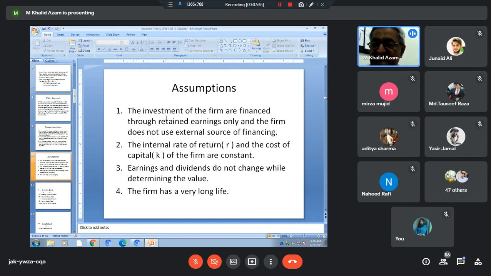These are the assumptions which have been made. Now see, these assumptions are very important because the criticism that will be coming on the basis of the assumption, we will be doing it later on. The assumption is that the investment of the firm are financed through retained earning only, and the firm is not going to issue either debenture or equity. So external sources of finance the firm is not going to take. The internal rate of return, or the rate of return, and the cost of capital of the firm are constant.